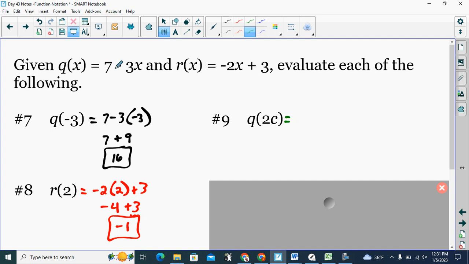I would have 7 minus 3 times x. But instead of x, I'm putting in 2c for the x. Multiply. Negative 3 times 2c, that's negative 6c. 7 and minus 6c, this one has a c in it, this one does not. Those are not like terms. I can't combine them. There's nothing else I can do.